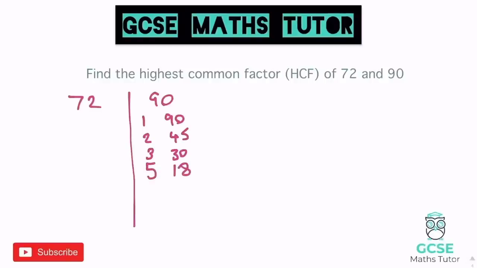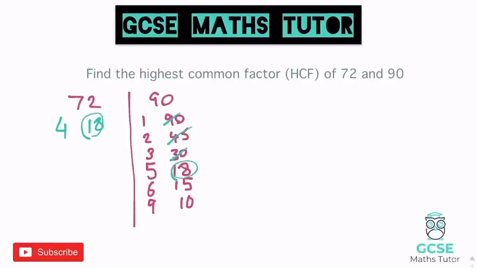6 goes in, have a think, 15 times. 7 doesn't, 8 doesn't, 9 does, 9 and 10, now the numbers are right next to each other, so there's no more to look at. So starting with the biggest, let's have a look which one goes in. 90 doesn't, 45 doesn't, 30 doesn't go into 72, does 18. 18 actually goes in 4 times. So 4 times 18, we don't have to do all the factors of 72 there because we've spotted that it's 18.